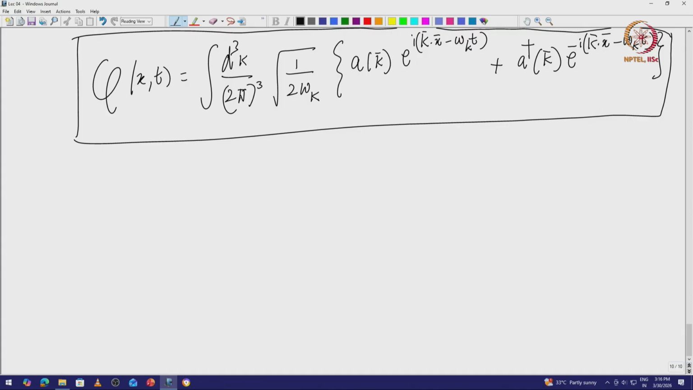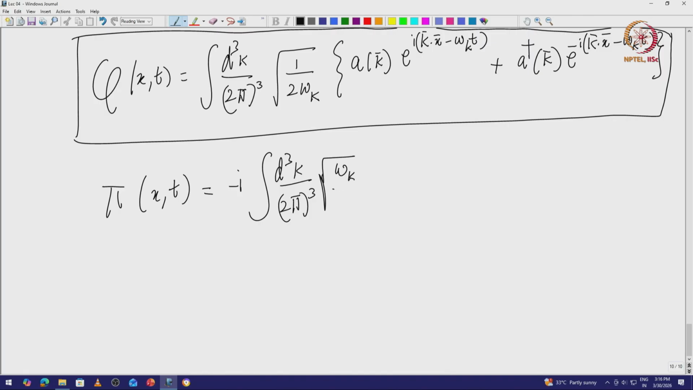Okay. The conjugate momentum density, you can write pi of x,t also in this particular fashion. So this pi of x,t is equal to minus i integral d cube k by (2 pi) cube, root omega k by 2.